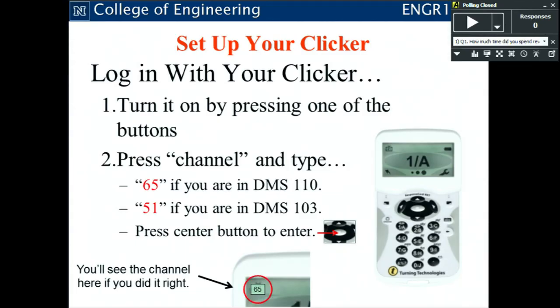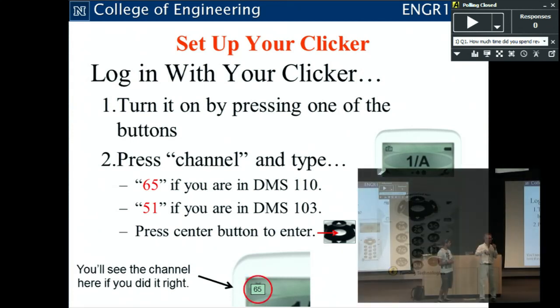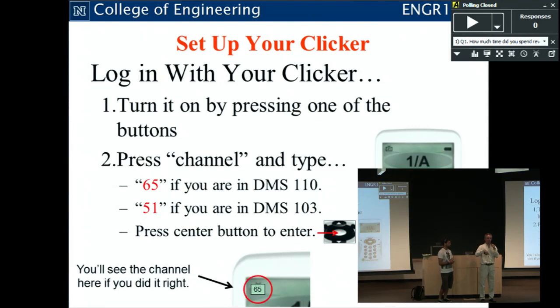Section, so please try to work your way in. For those of you in the other, actually for both classrooms, if you have your clicker yet, please get it set up. Here's the basic set of instructions for how to log in. If you're in the large classroom, you should be signing in to channel 65, and if you are remote in the other classroom, please go on to channel 51.